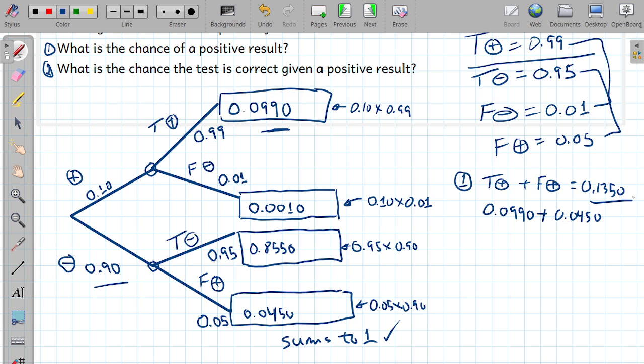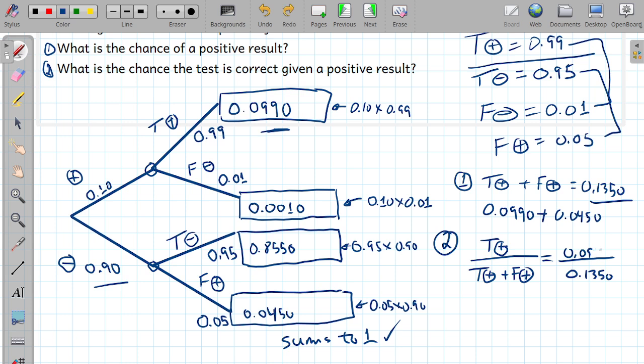Number 2, what is the chance the test is correct given that it's a positive result? So we're going to set this up. This is essentially a conditional probability, which we talked about in the previous lecture. But what it comes down to essentially is this: the probability of a true positive divided by the sum of the true positive and the false positive. Now we already know the denominator is 0.1350. And the true positive was 0.099. Okay, I kind of messed that up.